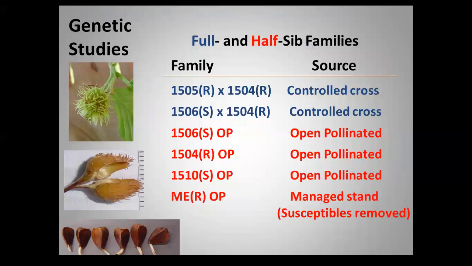In our first attempt, when we were doing our crosses in the natural forest, we were able to generate 2 full sibling families that are shown at the top in blue. We did a cross between 2 resistant parents and also a cross between a resistant and a susceptible parent. We also collected open-pollinated seed from a couple of different susceptible trees and from a resistant tree. And the tree that's listed at the bottom here, known as the main tree, is also a resistant parent tree.